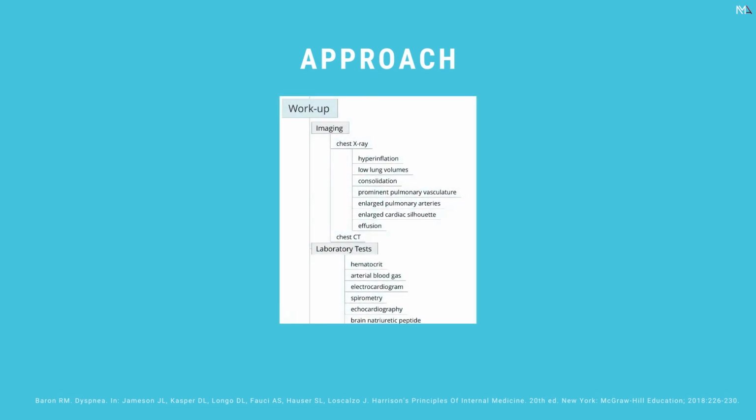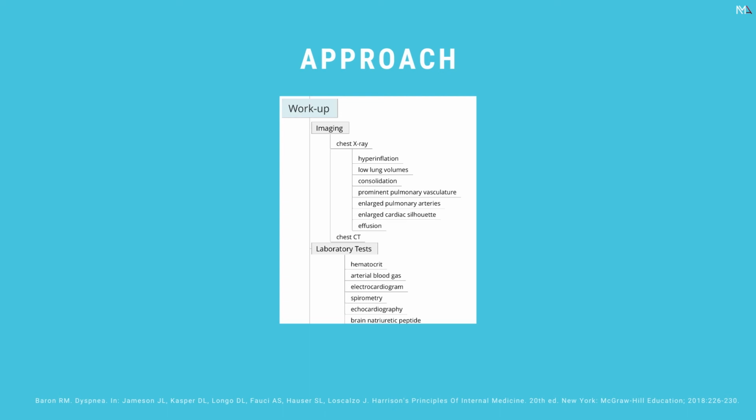For the workup, chest X-ray may reveal hyperinflation seen in obstructive lung disease, low lung volume seen in interstitial edema, consolidation and infiltrates seen in interstitial disease, prominent pulmonary vasculature in the upper zones and enlarged central pulmonary arteries seen in pulmonary hypertension, enlarged cardiac silhouette seen in dilated cardiomyopathy or valvular disease, and presence of effusion seen in heart failure or carcinoma. Chest CT is indicated in cases wherein the diagnosis is still uncertain.